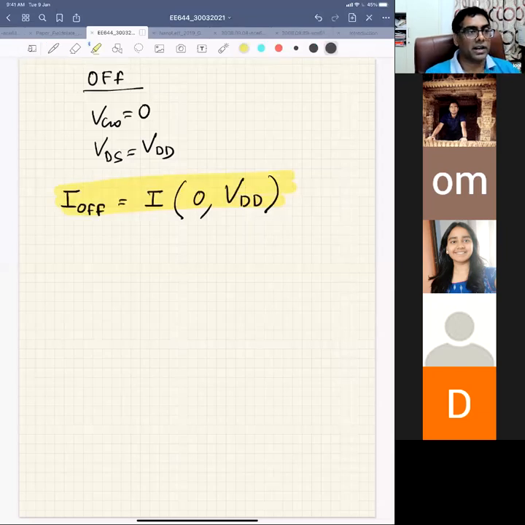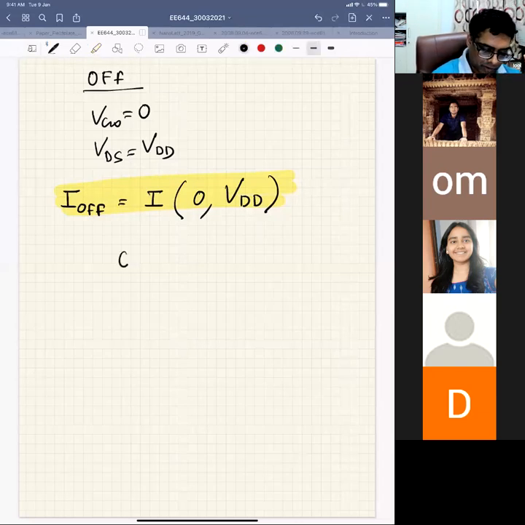So the off current of a transistor is a single current. You cannot have multiple off currents of a single transistor. The definition of off current is the current of the transistor when you apply gate voltage 0 and drain voltage VDD. Whatever current you get is the off current.